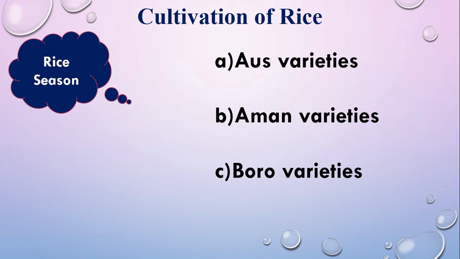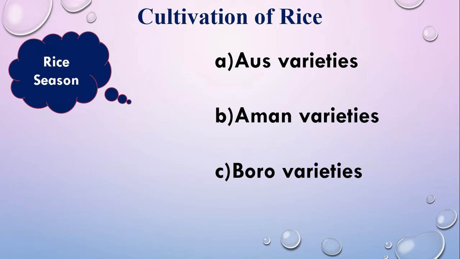Some examples of Aush, Amon, and Boro rice you can get from your textbook page number 108. Some Amon varieties names are BR20 Nizami, BR21 Niyamat, and other Amon varieties are BR5 Dulabhog, BR11 Mukta, etc. And last of all, Boro varieties are BR18 Shahjalal, then Viridhan 50 Banglamoti.